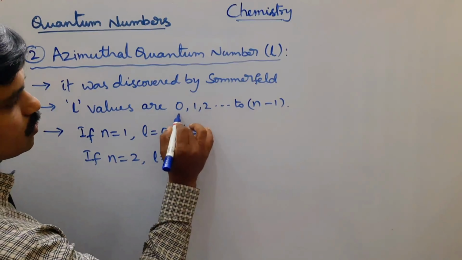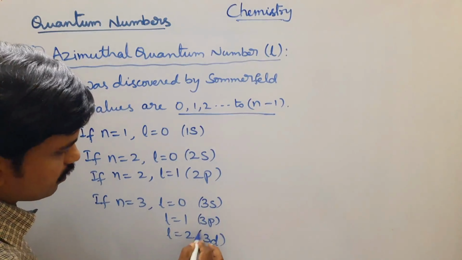If n equal to 3, L equal to 0 possible, L equal to 1 possible, and L equal to 2 also possible. See here, 3 minus 1 is 2, and the values within are also possible. That's why n equal to 3, L equal to 0, this is called 3s orbital. N equal to 3, L equal to 1, this is 3p orbital. N equal to 3, L equal to 2, that is 3d orbital.